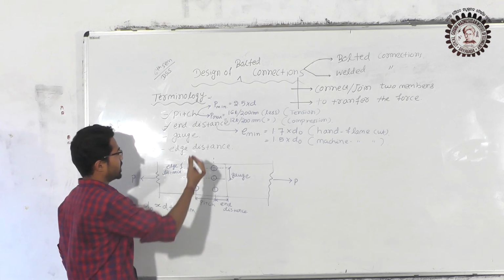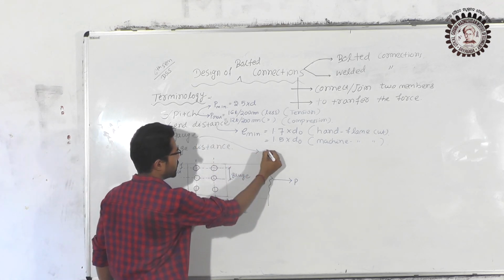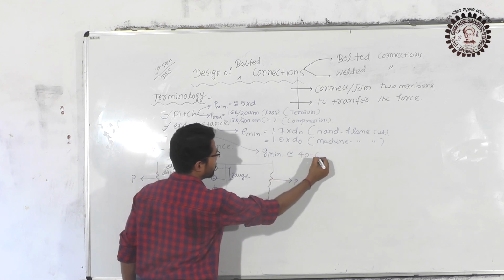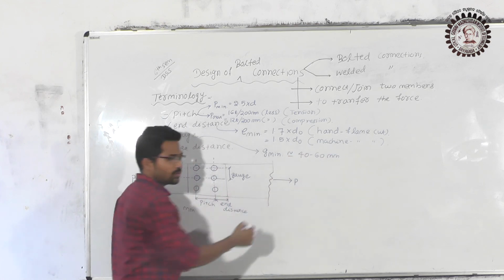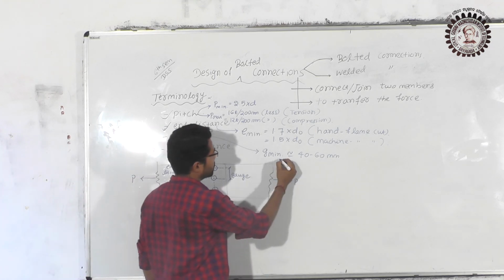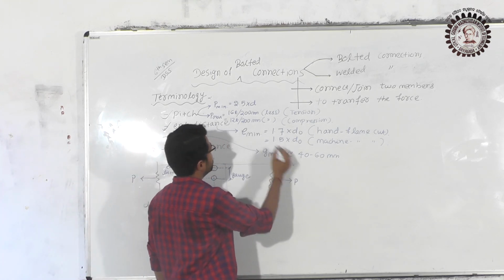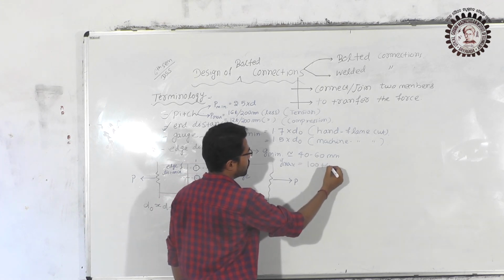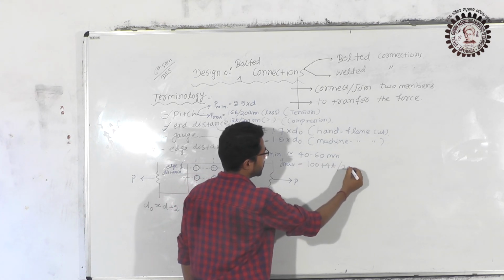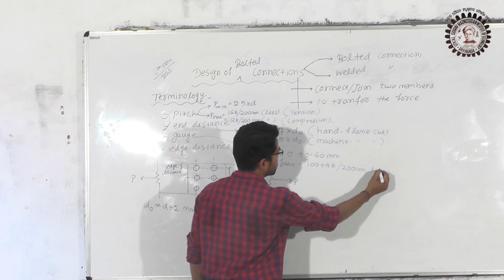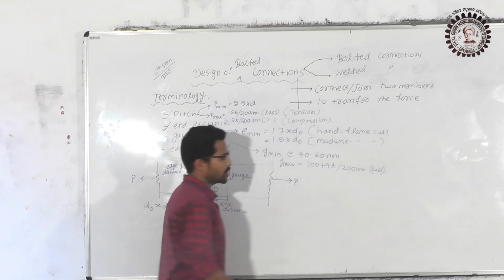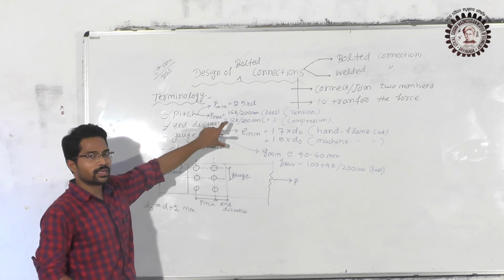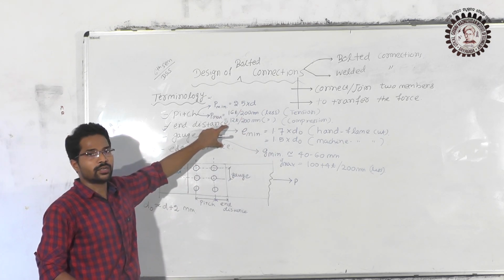Finally, gauge. Gauge minimum value we normally take as 40 to 60 mm, and maximum is, just like P max, there is G max also, 100 plus 4T or 200 mm, whichever is less. So all these values you can get from the code book IS 800.